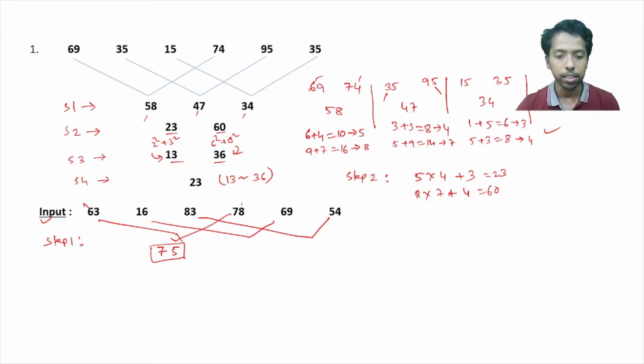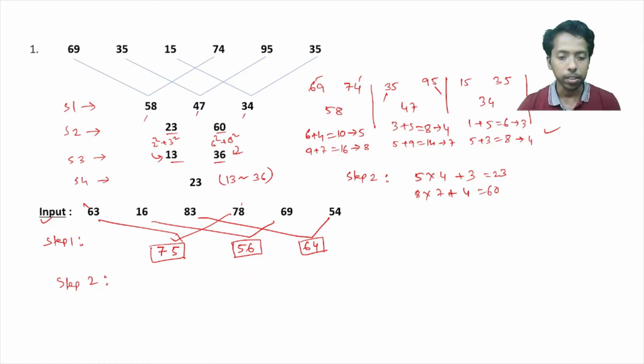16 and 69. 9 plus 1, 10, half, 5. 6 plus 6, half, again 6. Box it again. 83 and 54. 8 plus 4, 12, half, 6. 5 plus 3, 8, half, 4, 64. Right? This is the step 1. Now, moving to step 2 here.